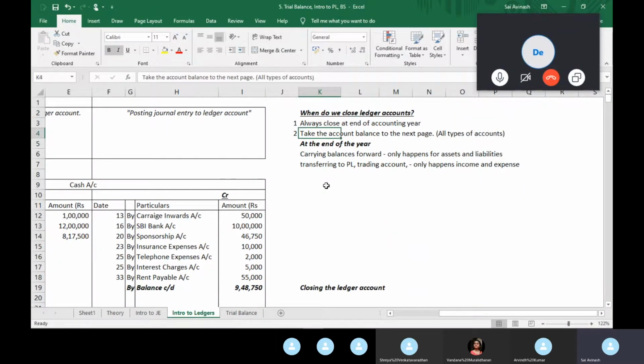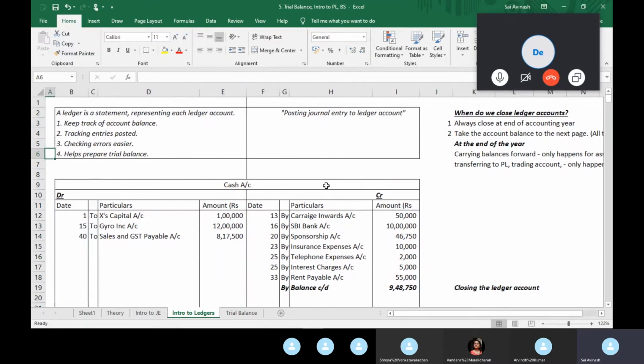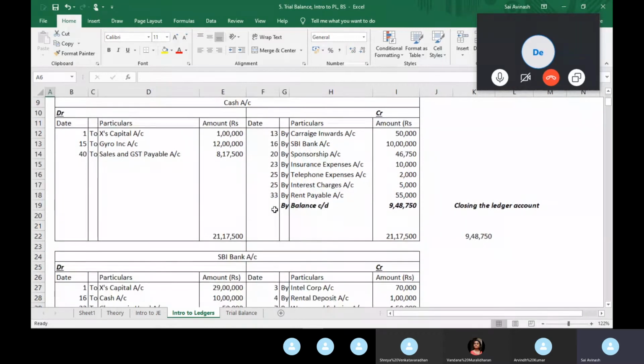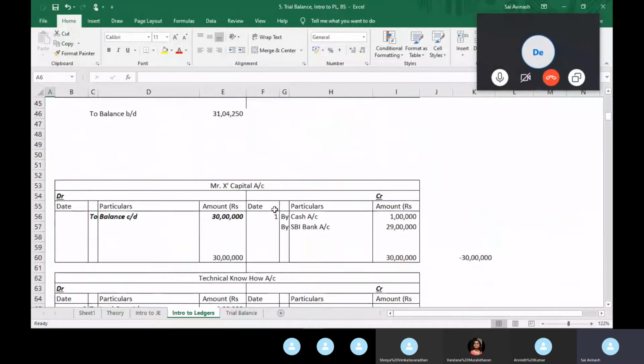As of now, just get these two lines into your head, and I will elaborate as we go forward. Because you don't know why we are doing this yet, it might be a bit confusing. But once you get that, you'll be able to appreciate why this happens at the end of the year. I'm going to tell you that I've already balanced out every account.